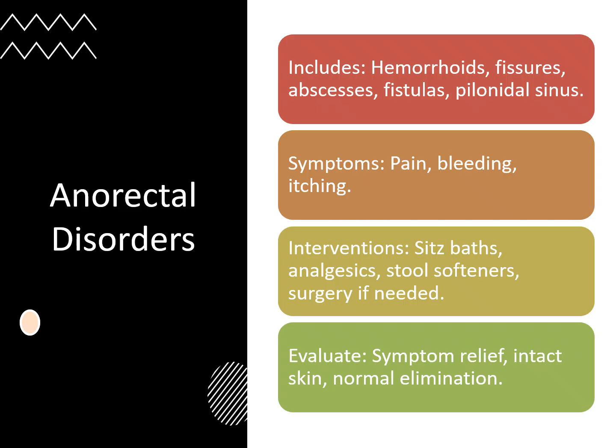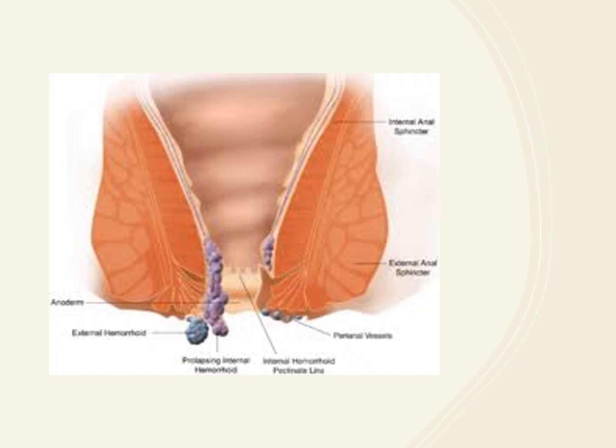Anorectal disorders: hemorrhoids, fissures, abscesses, fistulas, pilonidal sinus. Symptoms include pain, bleeding, itching. Intervention: sitz bath, analgesic, stool softener, surgery if needed. Evaluation is symptom relief, intact skin, normal elimination. That's what that looks like.